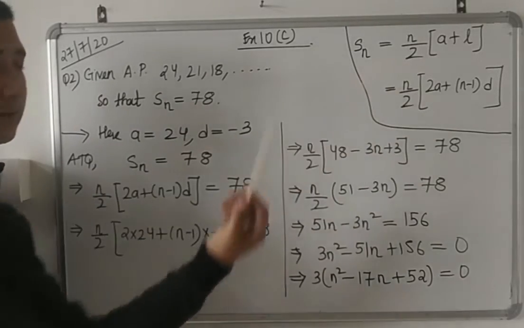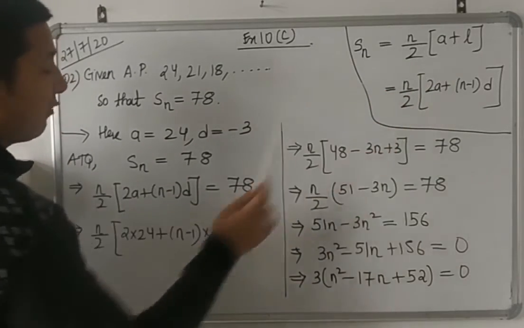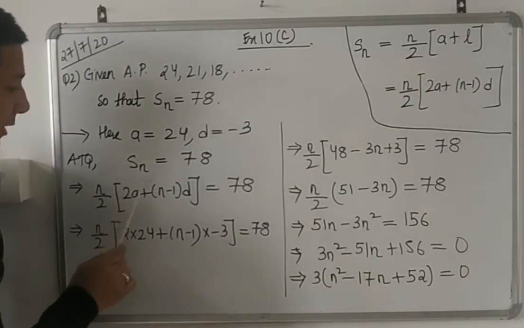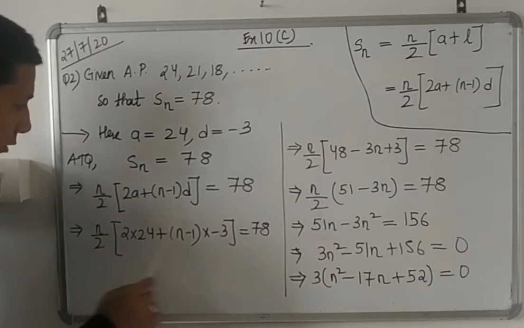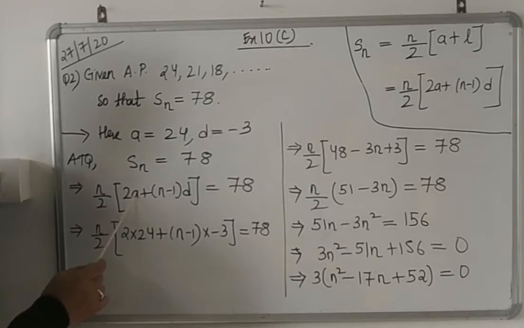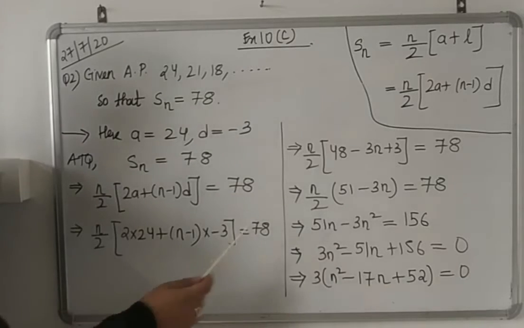Either this or this. See, I don't have the last term, I don't know the value for L, so hence I have to use this formula. So use this formula in place of Sn, is equal to 78. Now what we need to do out here, n we don't know, a I know, d I know, put the value, very simple. Now multiply.